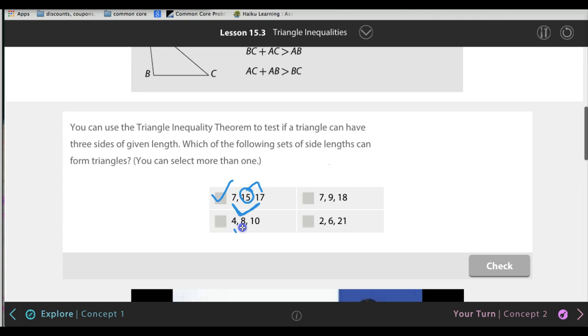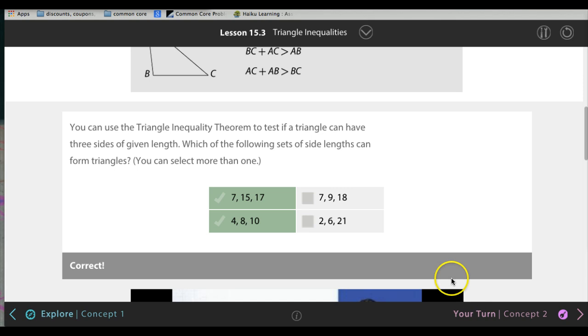What about this one? 4 plus 8 is 12, and 12 is bigger than 10. Okay, that's good. Now let's check the other. 8 plus 10 is 18, and that's greater than 4. Okay, that's how it's supposed to be according to the triangle inequality theorem. And when we add 10 and 4, that's 14, and it's still greater than 8. So these two are the correct answers. So I'm going to go ahead and check my answer, and I was right.